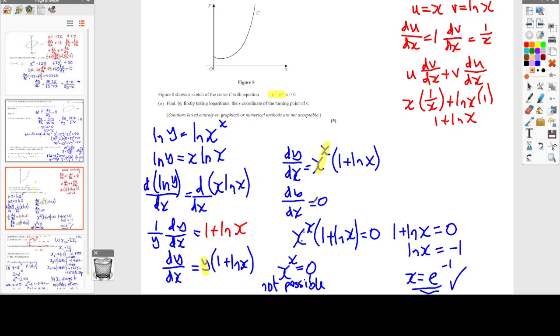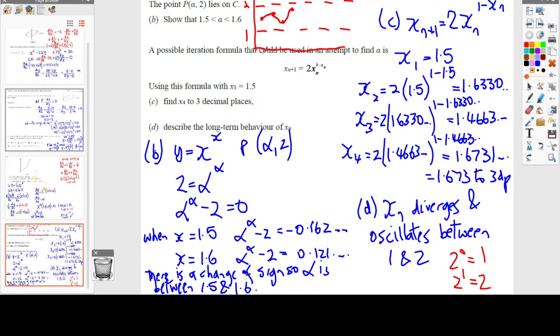And at the stationary point, this equals 0. So we set it equal to 0. Well, x to the power of x can never be 0. So this component can't be 0. So our bracket is going to have to equal 0. So 1 plus ln x is equaling 0. Ln x equals minus 1, so x equals e to the minus 1.